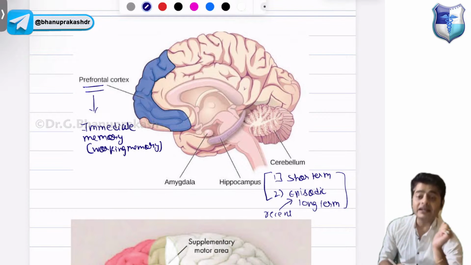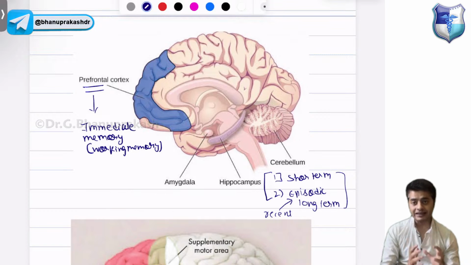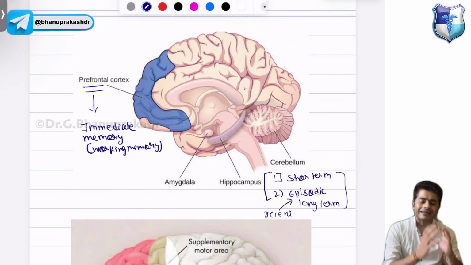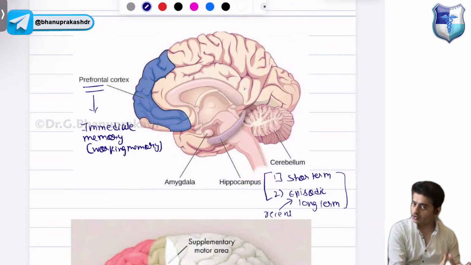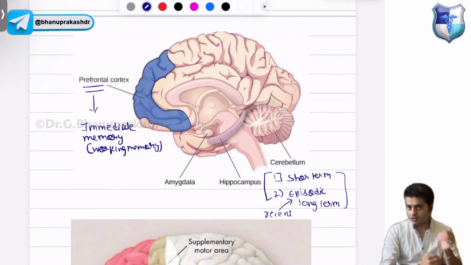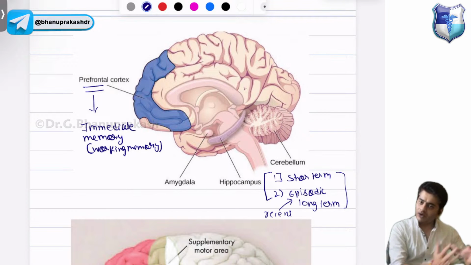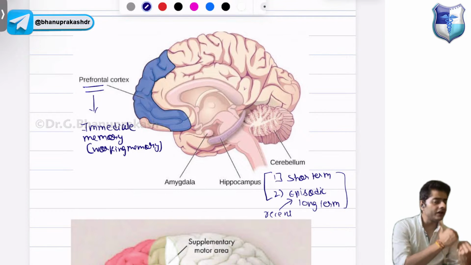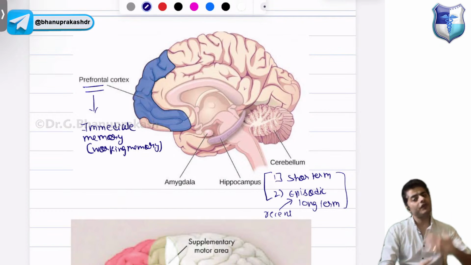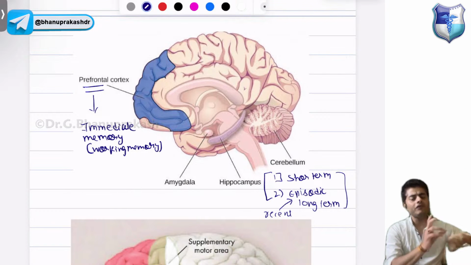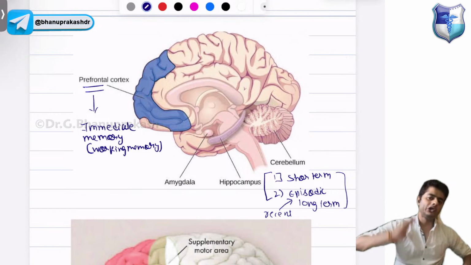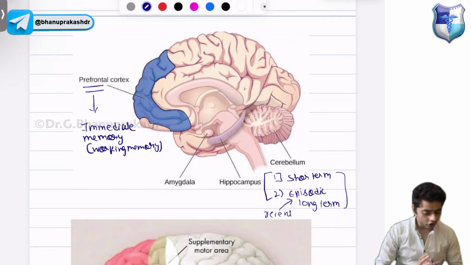Which one? Recent episodic long term, recent episodic. Now see, why am I stressing on recent episodic? Because if some incident happened 2 days before, that is a recent episodic. But if that episodic event occurred 1 year ago, it will also be termed long term memory, but now it is not stored in the hippocampus, it will go to the neocortex.